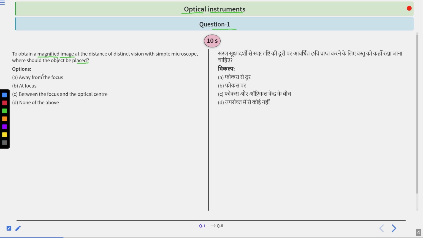The given options: option A is away from the focus. Option B is at focus. Option C is between the focus and the optical center. And option D, none of the above. So, which one is correct? Option A, option B, option C, or option D? You have some time to solve this question. After that, we will provide the solution.